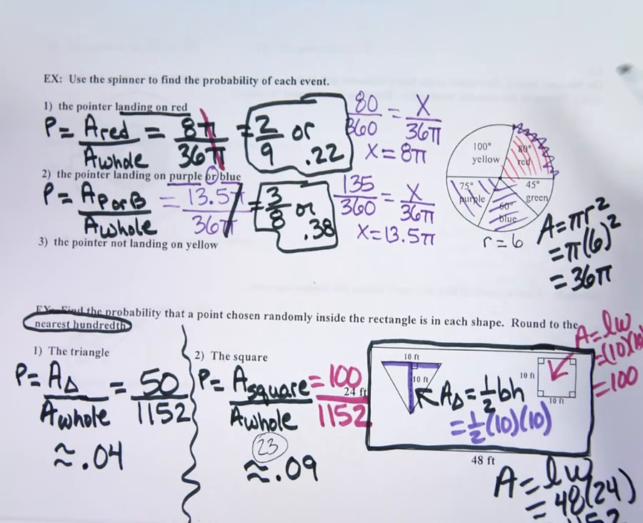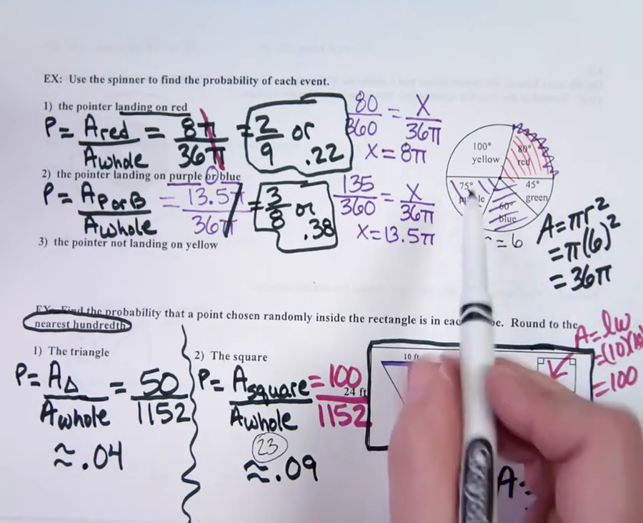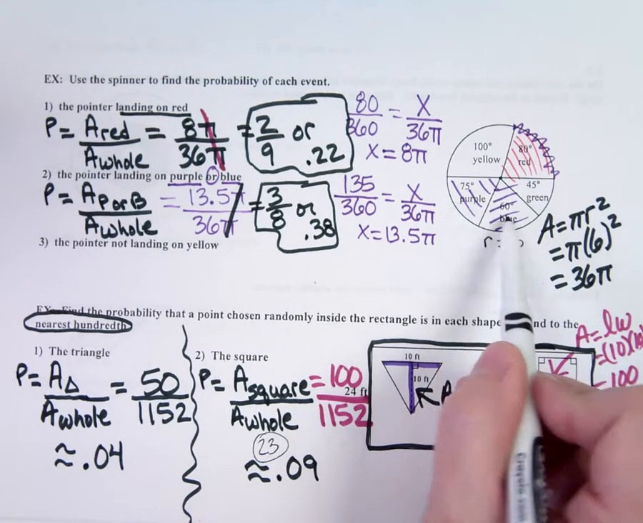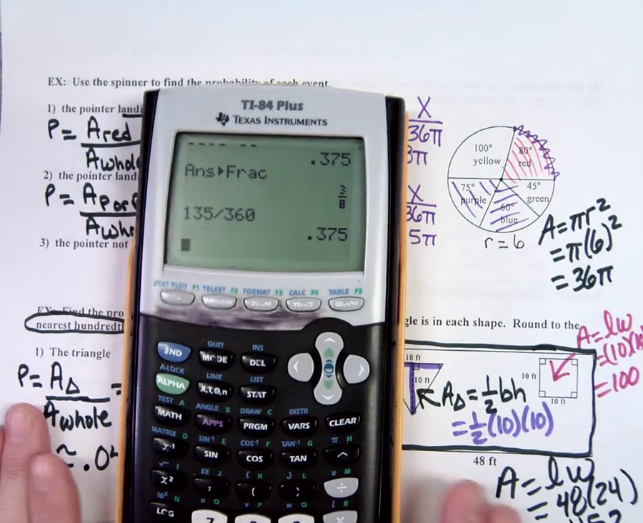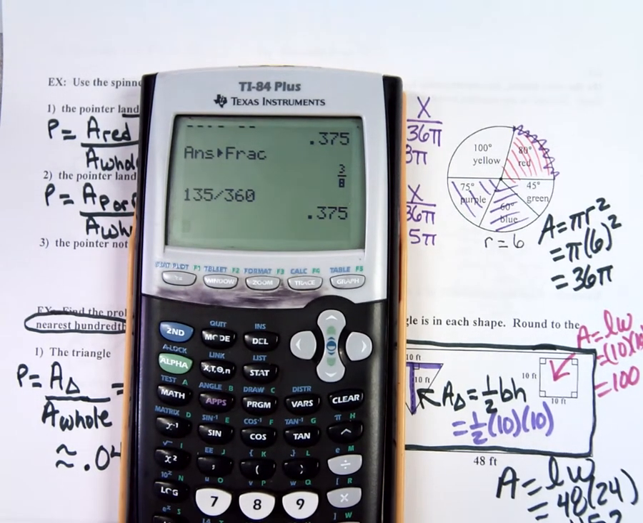So I don't know if everybody heard what she was saying, but what she said was she added these 2 together, 135, and took the 135 out of the 360 and got the 0.38 that way.